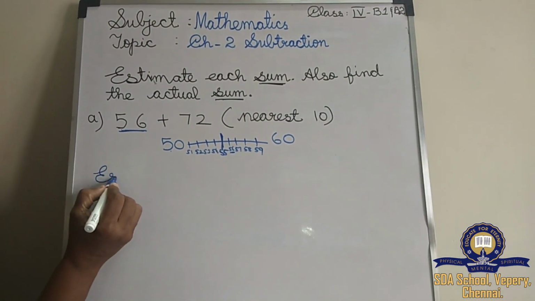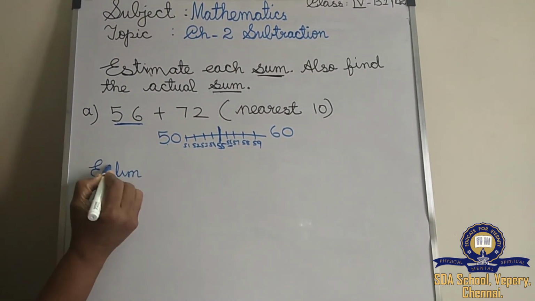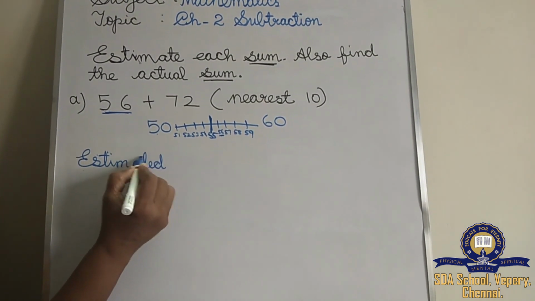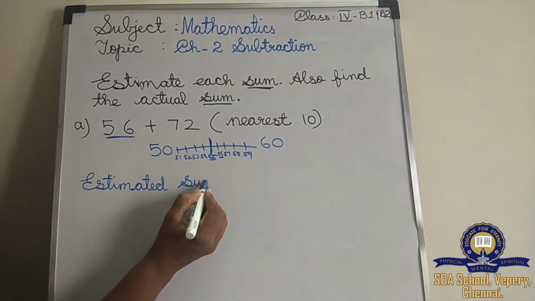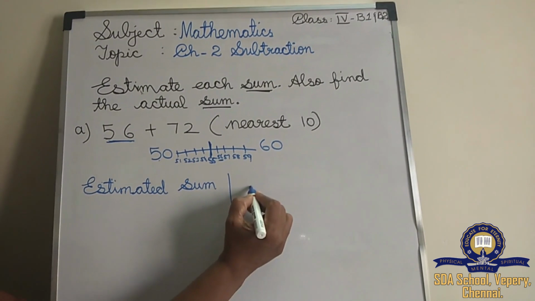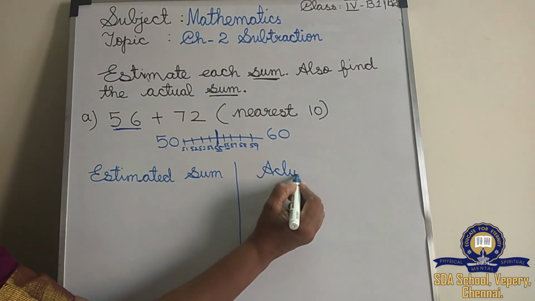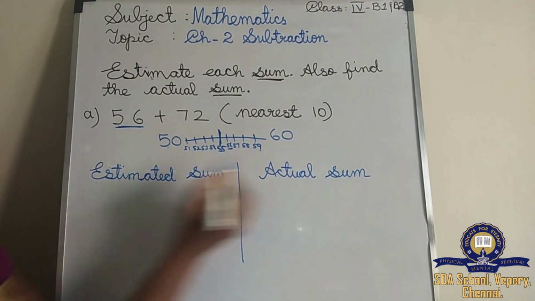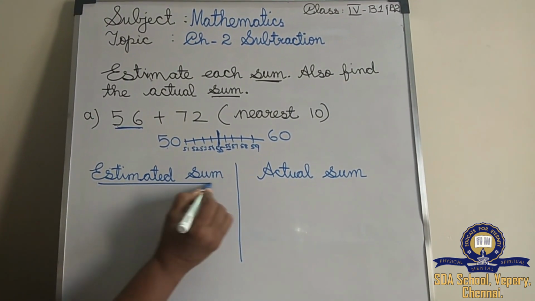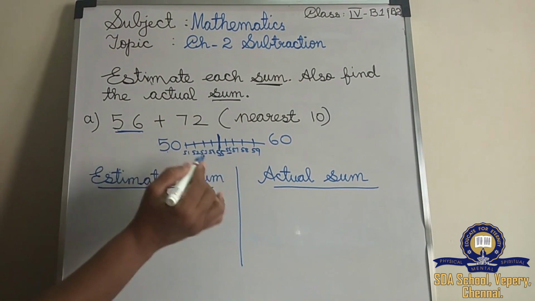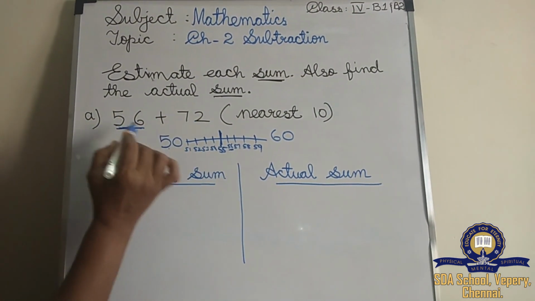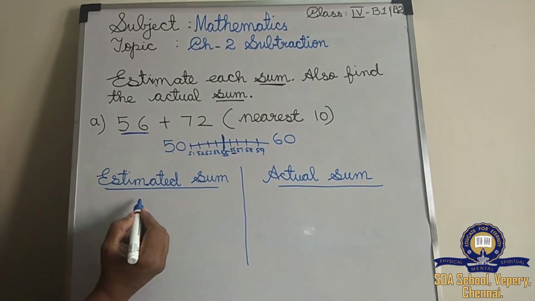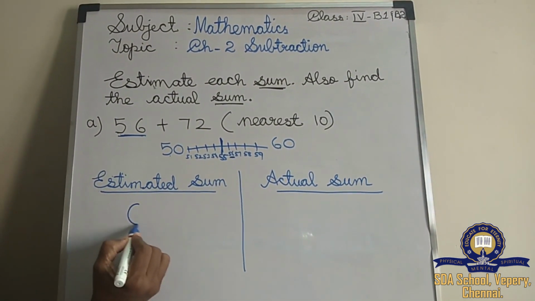See, this is the estimated sum, and then the actual sum. So what you have to do? For the estimated sum we have to write this one. 56 is there, so it's nearest to 60. So for 56 you have to write 60.